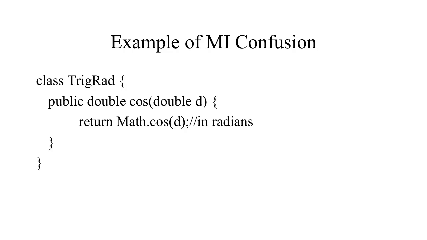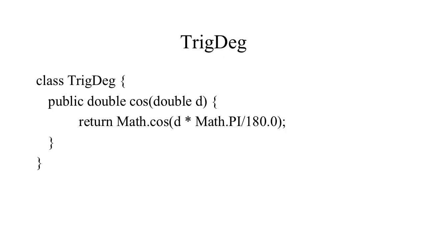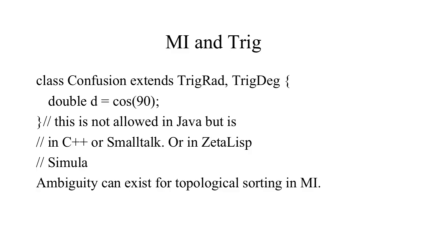So here's an example of multiple interface confusion. We'll have a trigonometry class, a toolkit that has cosine, and it does cosine in radians. Now we'll have another one that does cosine, but it does cosine in degrees. So now there's a little confusion. Here's called class confusion, which extends both trig radians and trig degrees. And you can't really do this in Java the way it's written now.